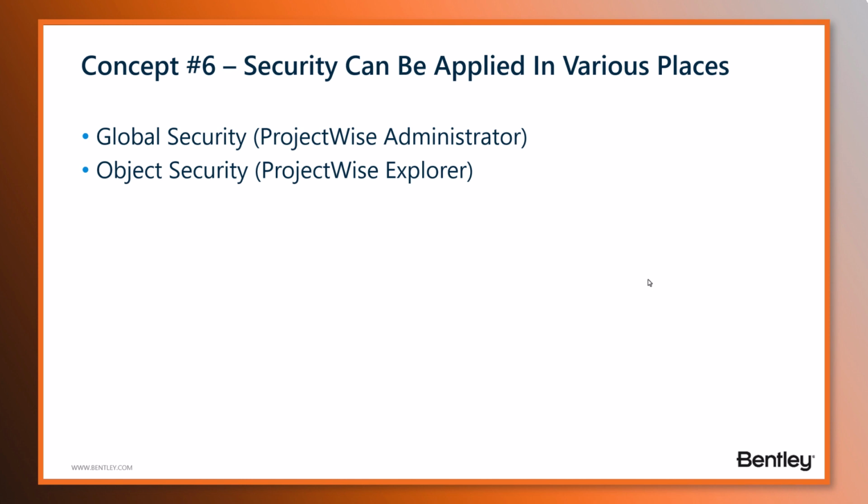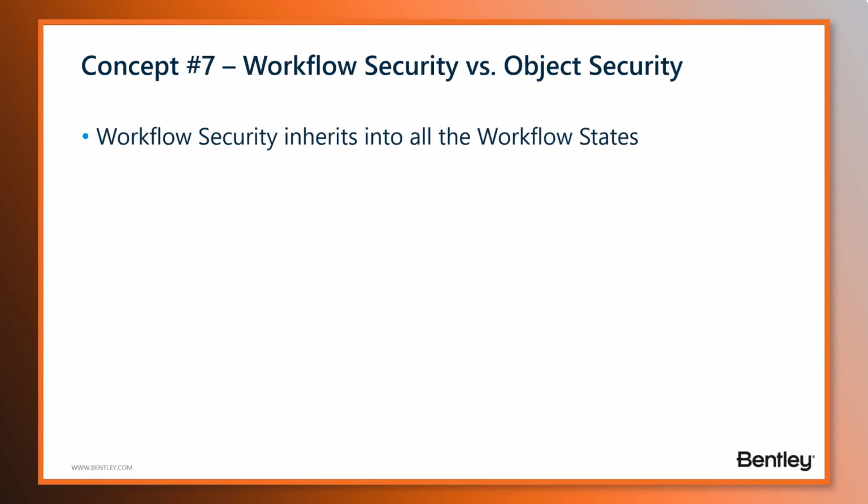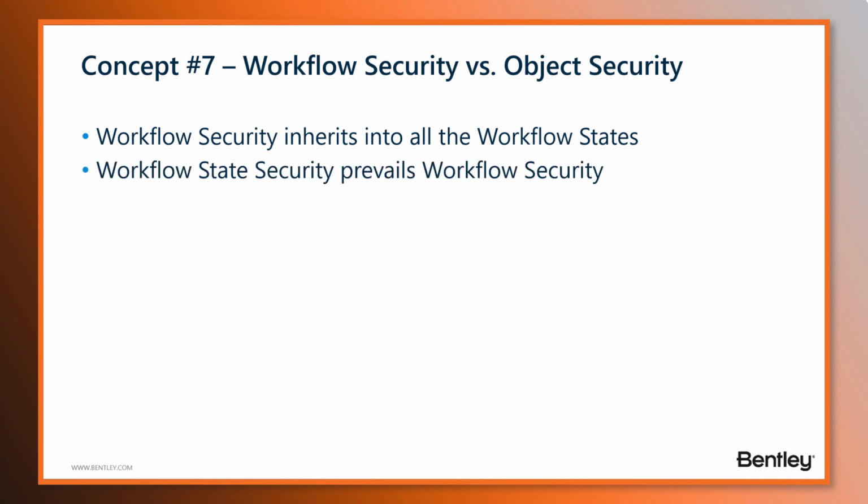If a folder and its documents security needs to be modified, this is considered to be modified workflow security. We will work on an exercise later on where we will modify the security for a folder which has a workflow already assigned. When a workflow has security applied, it will inherit down to all the states that are part of the workflow. When a workflow state has its own security applied, then the state security will prevail over the workflow security. As a matter of fact, workflow security, workflow state security, it's always referred to as just workflow security.